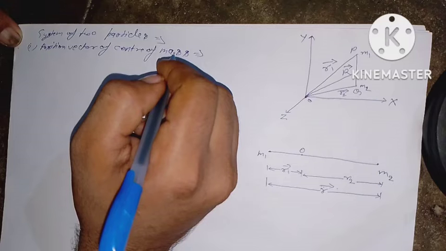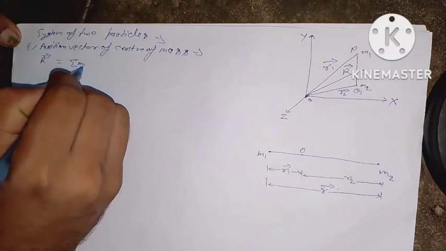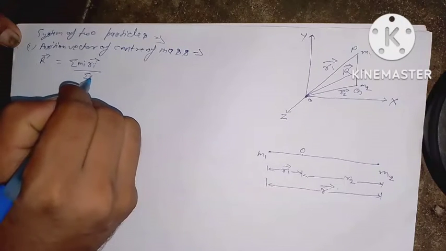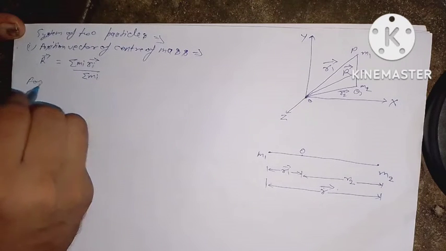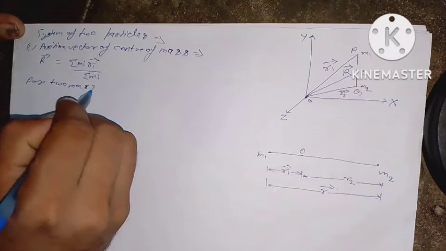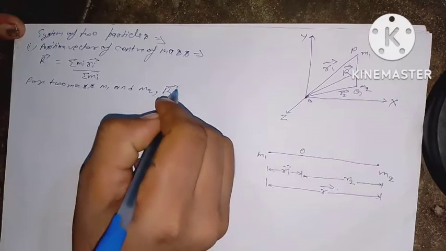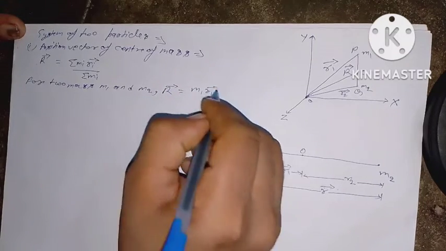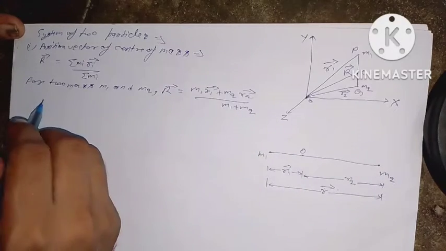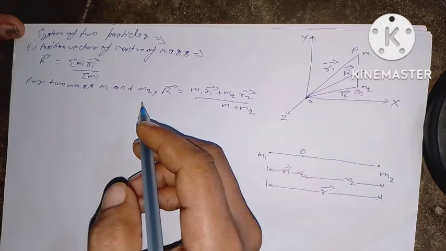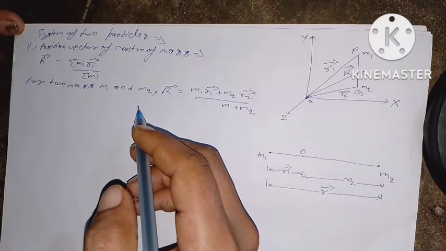The position of the center of mass for a number of particles is mathematically given by vector R equal to sigma mi ri vector upon sigma mi, okay? For two mass points m1 and m2, the position vector R equal to m1 r1 vector plus m2 r2 vector upon m1 plus m2, where r1 and r2 are the vector distances of the particles of mass m1 and m2 respectively from the origin O.